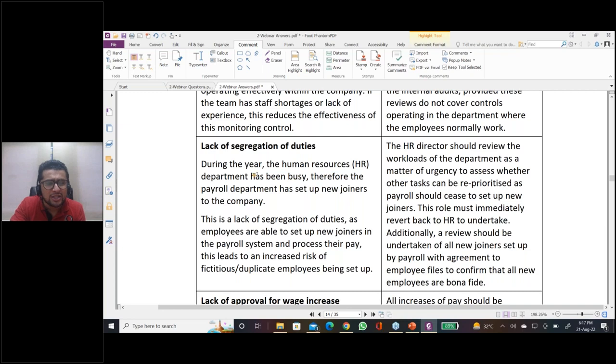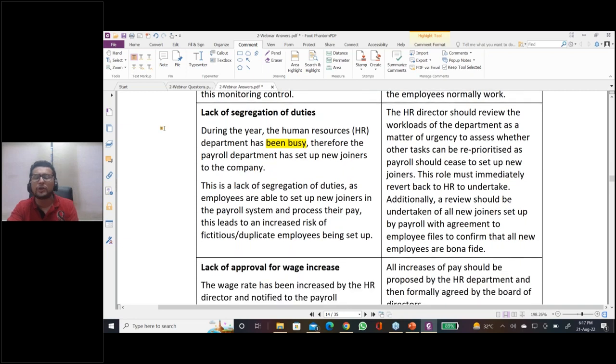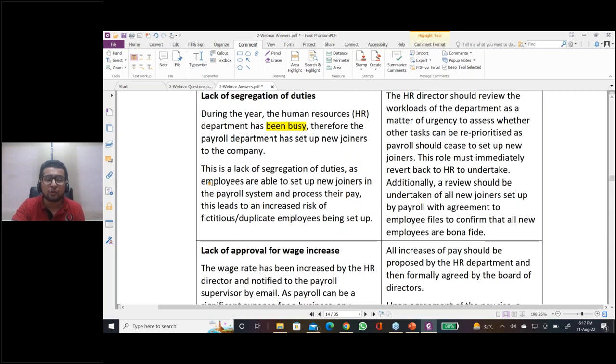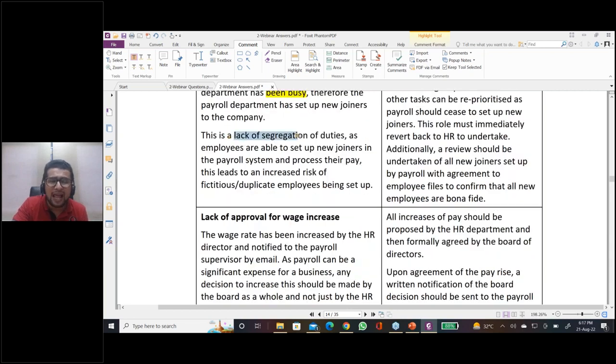During the year, the human resource department has been busy. Therefore, the payroll department has set up new joiners to the company. So this is going to give you half mark, and you will copy it from the question. Now you have to explain. This is a lack of segregation of duty, and there is a possibility that fictitious or duplicate employees are being set up and paid by the payroll department because they are on their own. Is this clear?